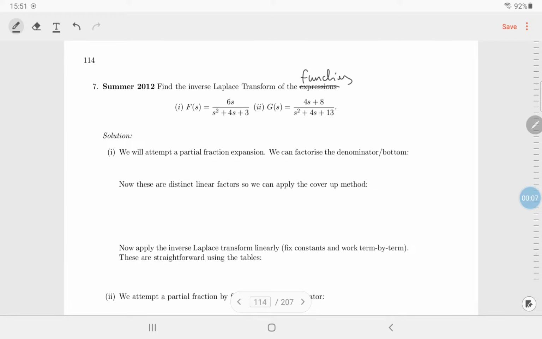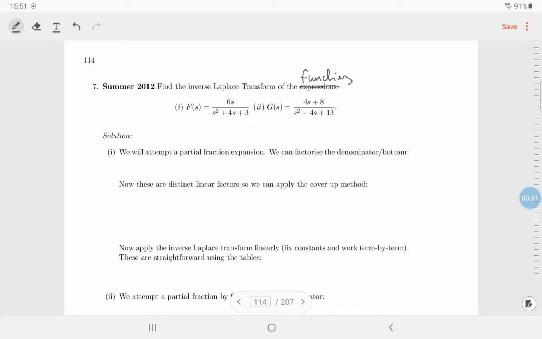Okay, let's go. So actually what this example shows is that you can't really just tell by looking whether it's going to be a difficult job for you or not. Like these two look fairly similar, but the first one's very easy and the second one is not. So you're looking at the first one, it's not in the tables, so you should do a partial fraction expansion.